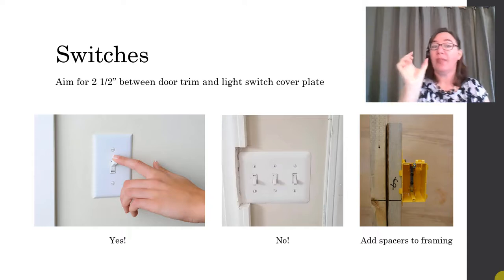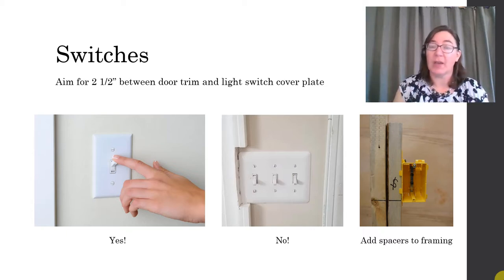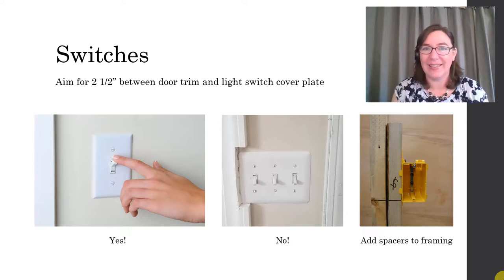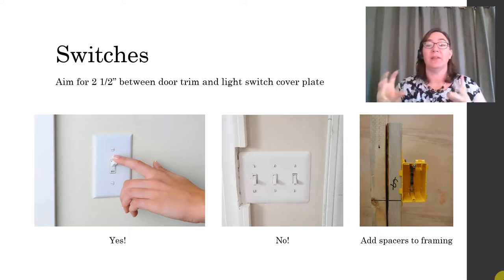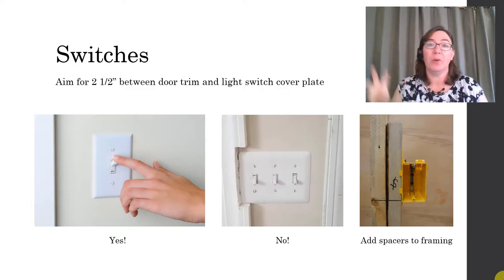You also want to aim for roughly 2.5 inches between the door trim and the light switch cover plate. Think about those pieces that are placed very last in construction, way early in your design process. Here's what you want it to look like on the left, and in the middle is what you don't want it to look like. So pay attention to this. Often what needs to happen during construction is that some spacers will be added to the framing in order to correctly locate your junction box.